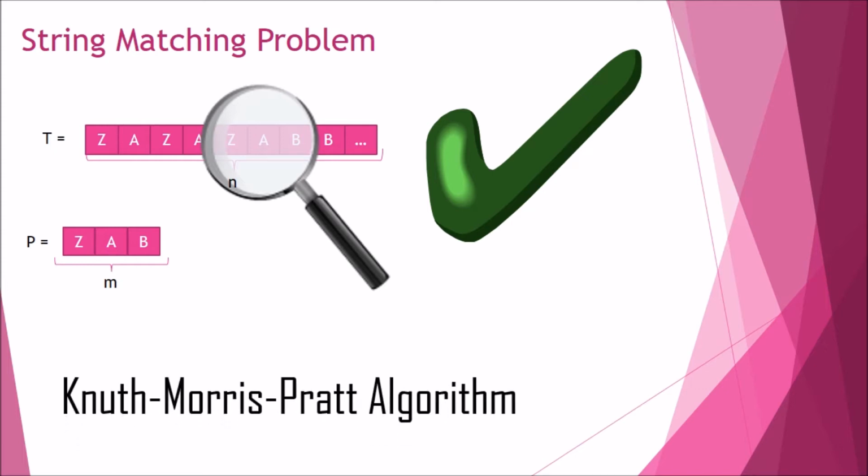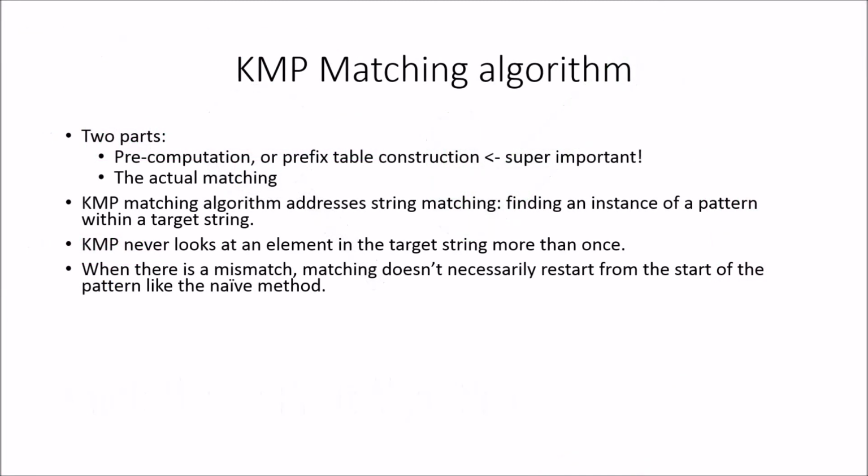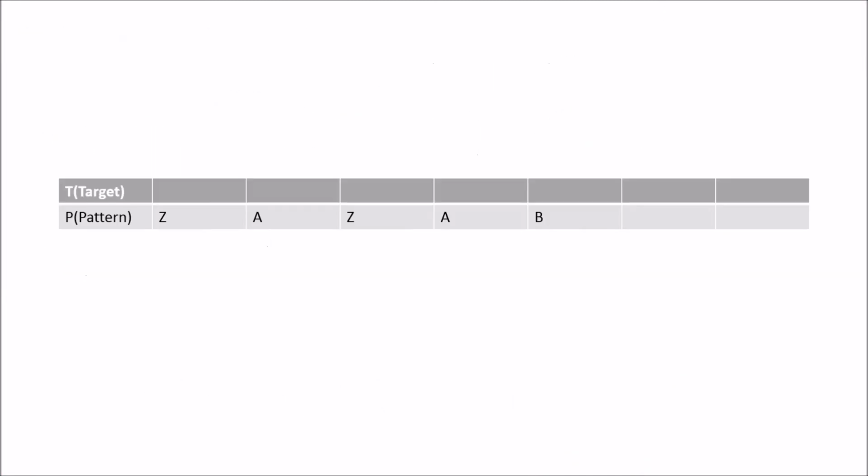There are many different algorithms with varying degrees of ease and efficiency that can be used, but today we will focus on the Knuth-Morris-Pratt or KMP algorithm. I'm going to explain how the Knuth-Morris-Pratt algorithm works and then go through an example. The algorithm consists of two parts, the pre-computation or prefix table construction and the actual matching. The aim is to find a pattern string within a target string.